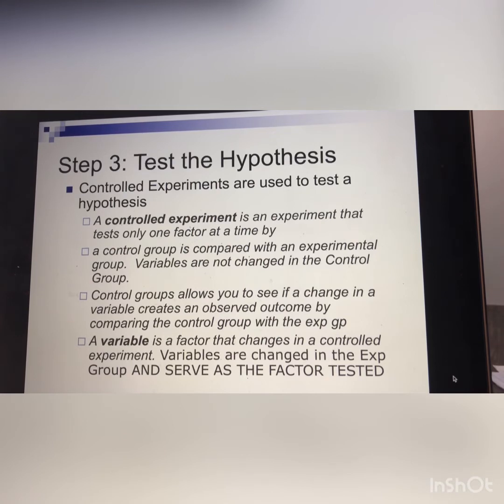A variable is a factor that changes in a controlled experiment. And we must remember that variables are changed in the experimental group, and they serve as the factor that is being tested. So again, the variable would be the different locations that the water was placed in. So when we talk about variables, we're taking one glass of water and we're putting it outside. That creates a variable. And when we put that one on the front porch, when we take the glass of water that we put outside in front of the garage, that creates another variable.